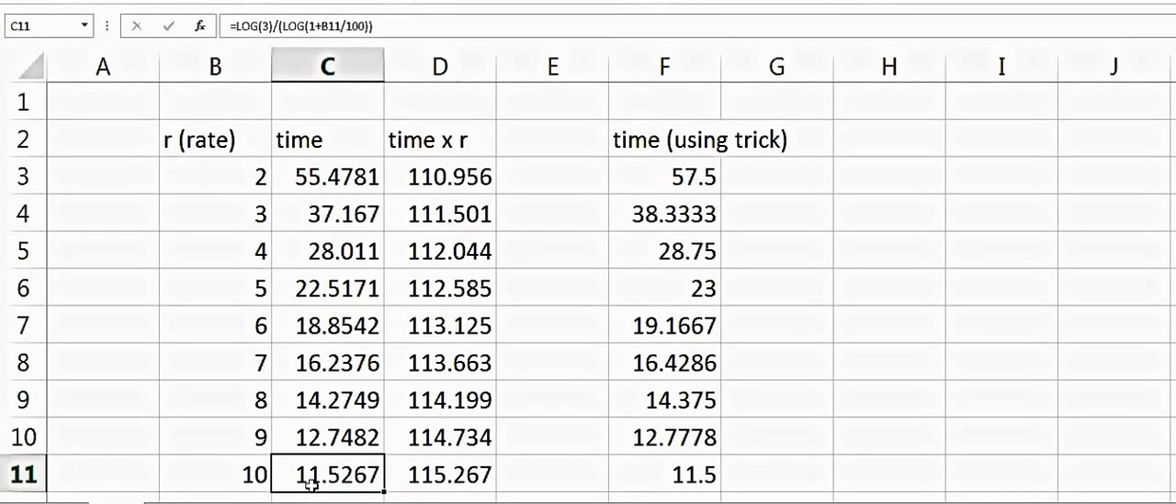It's 11.52 and this is 11.5. So if you use this trick, we don't get the exact number, but we get an approximation for the time it should take, and that could be very handy when you are thinking about different investments and you want to get a quick sense or quick numbers in your mind.